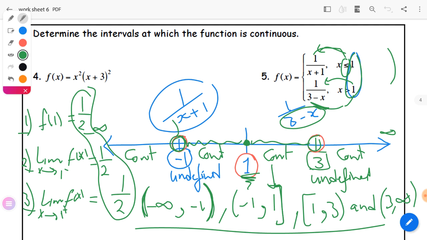Okay, I think it's so easy. Please watch the video many times. I have to discuss where the function is defined or undefined on the whole number line.